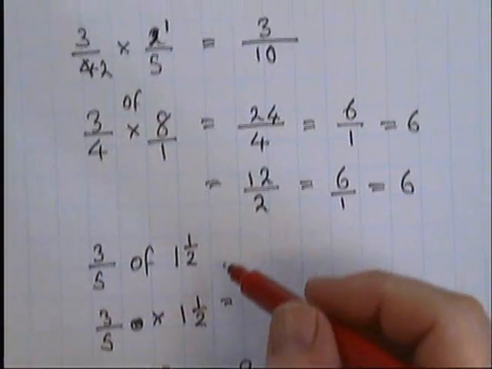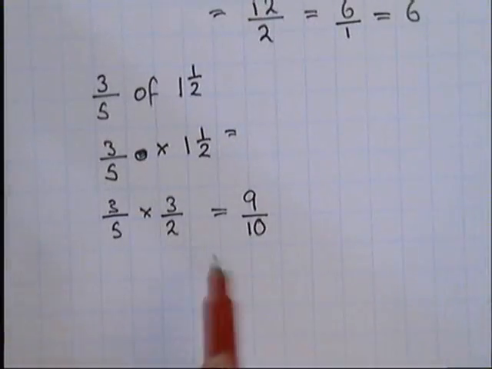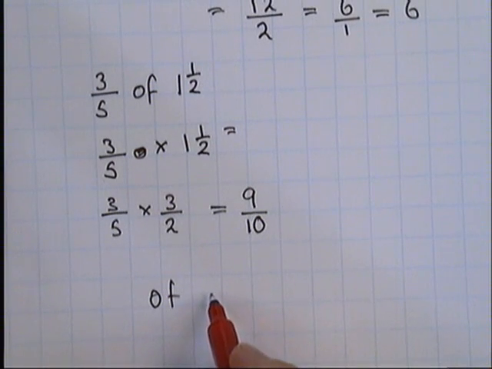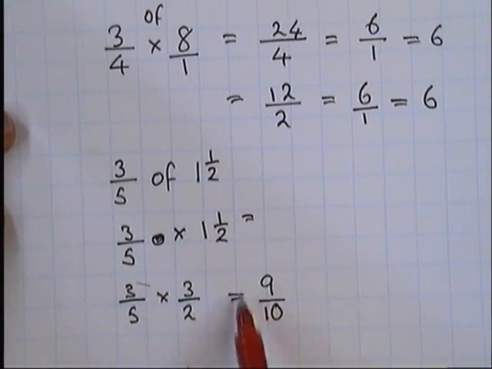So a very quick summary of multiplication. The easiest one to do. Key things to remember: of is multiply, and you multiply the top two numbers together and the bottom two numbers together, and then see if it simplifies afterwards.